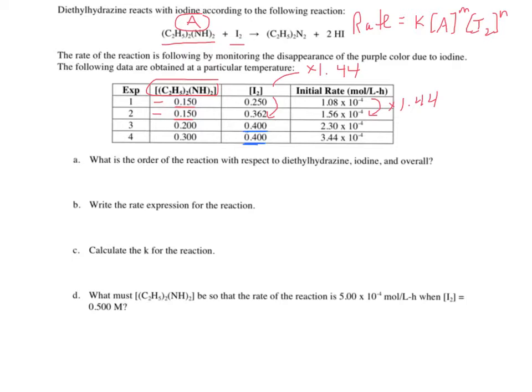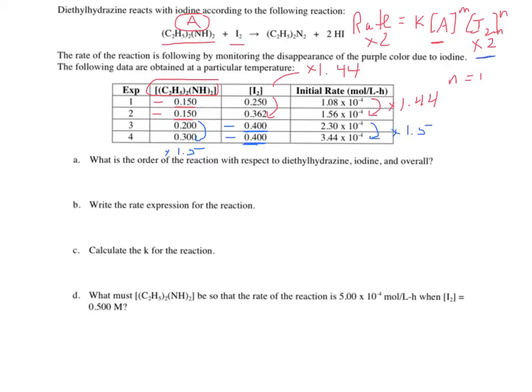So we had this not changing at all, and then when this increased, the rate increased by the same factor. So it looks like N is going to be 1. So we found the order with respect to the iodine. Now I'm going to switch to blue, and we're going to look at these two where we keep the concentration of I2 the same, and we look and see what happens when we go from experiment 3 to 4. So this concentration of diethylhydrazine goes from 0.2 to 0.3. That's times 1.5. And at the same time, the rate is times 1.5.